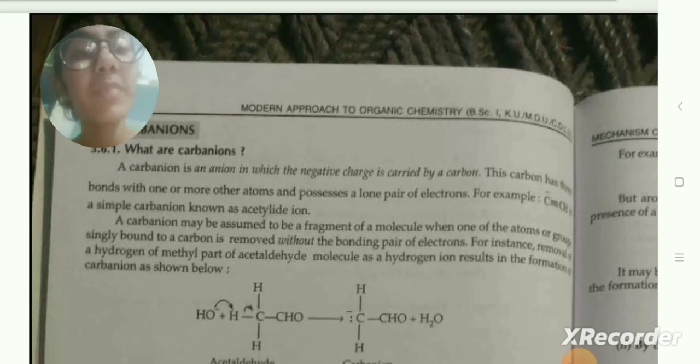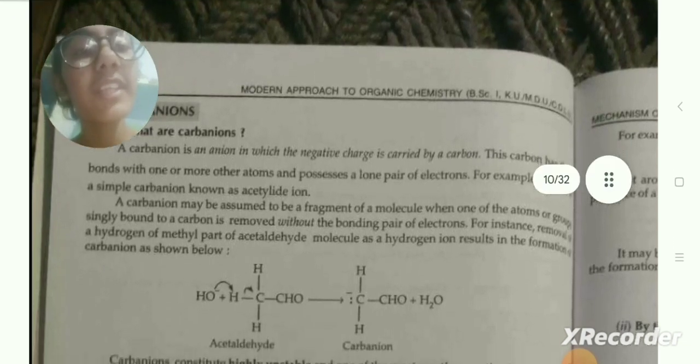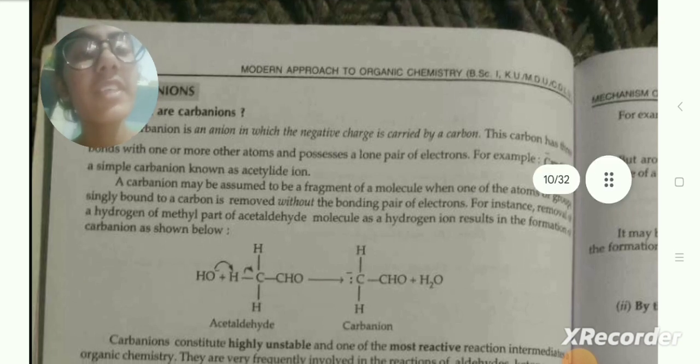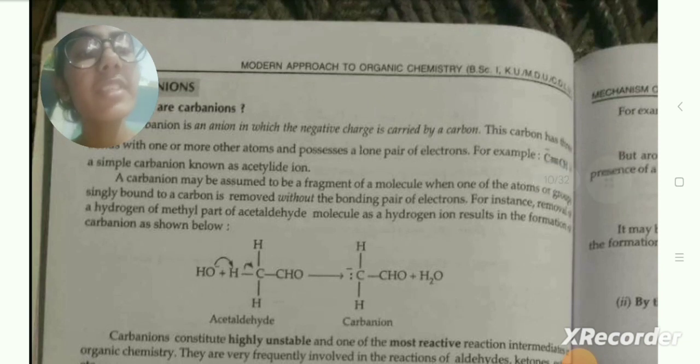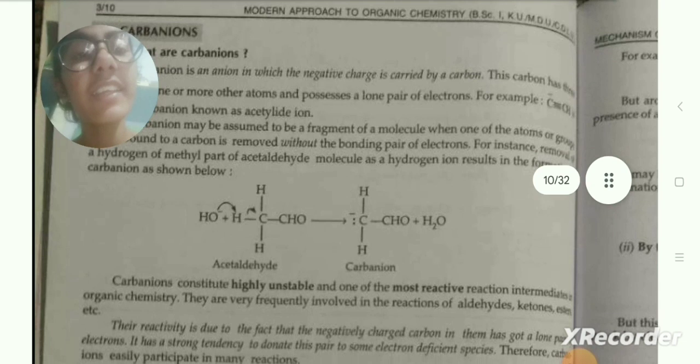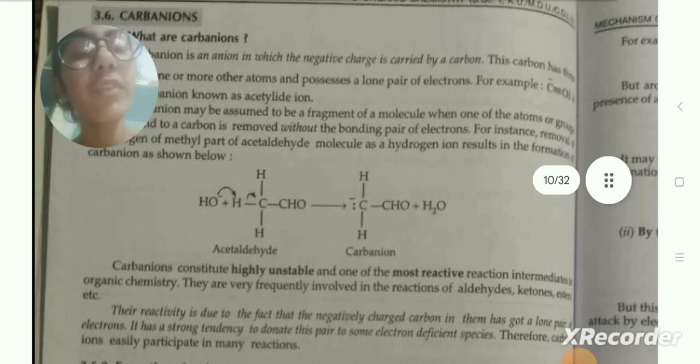A carbanion may be assumed to be formed from a molecule when one of the atoms singly bound to a carbon is removed without its bonding pair of electrons. For instance, removal of a hydrogen from the methyl part of an acetaldehyde molecule as a hydrogen ion results in the formation of a carbanion, as shown below. Acetaldehyde, after reaction, forms a carbanion.